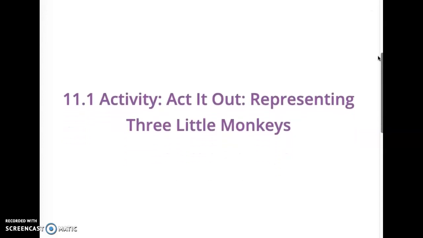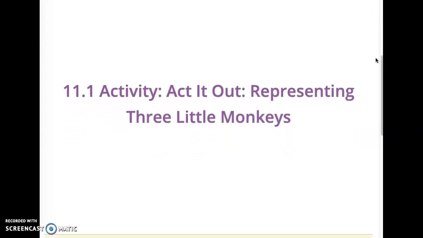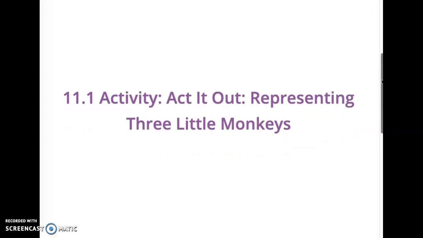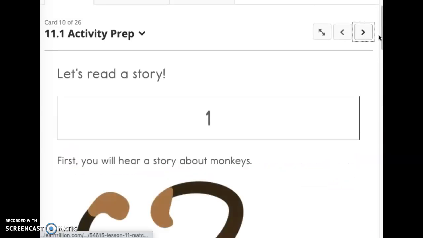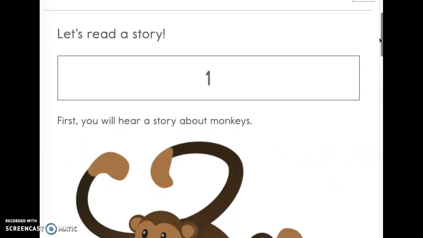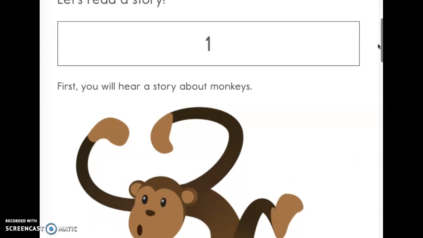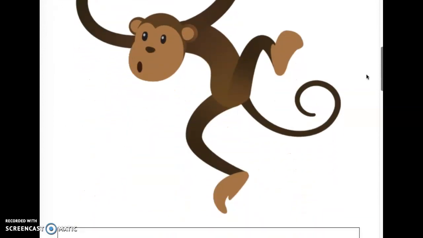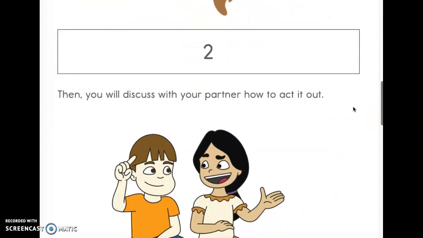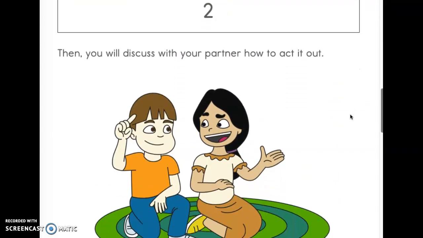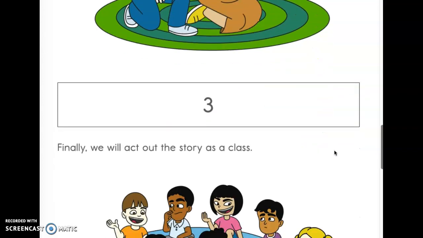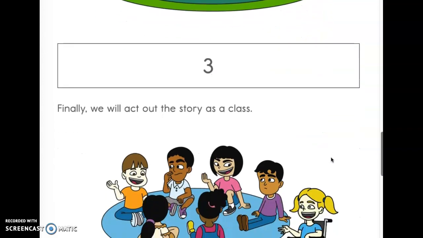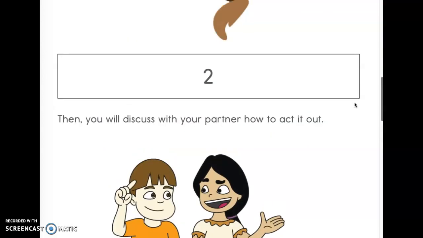Acted out representing the story of 3 little monkeys. Let's read a story. First, you will hear a story about monkeys. Then, we will discuss how to act it out. Finally, we will act the story out as a class.